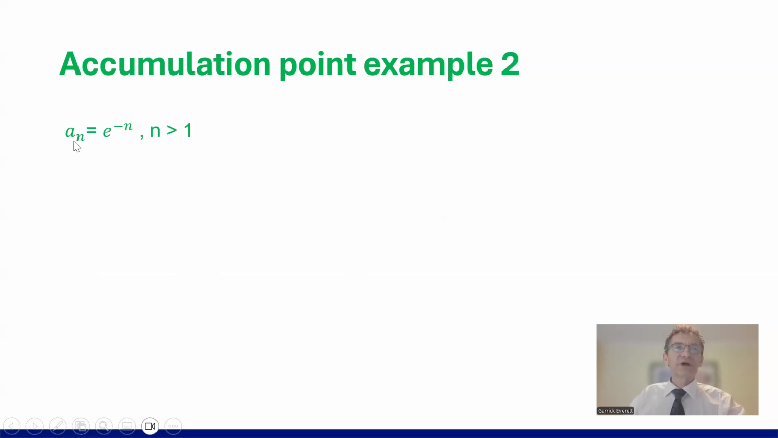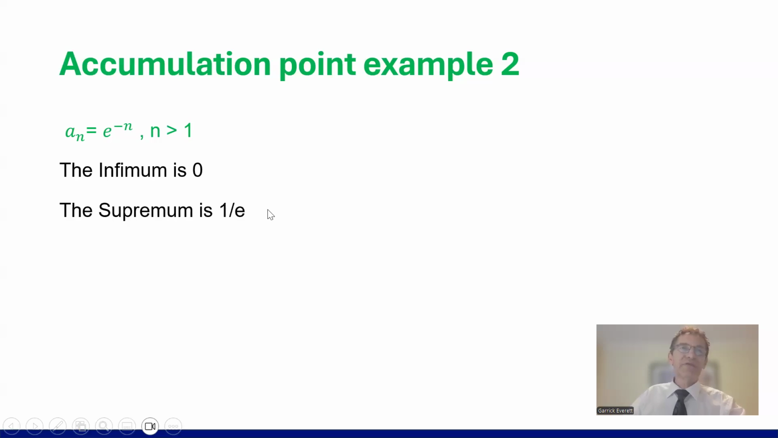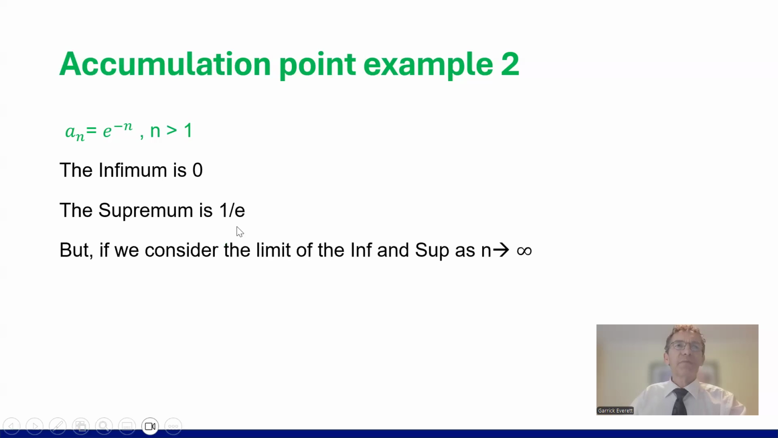Example 2. So we've got a_n equals e to the minus n, where n is greater than 1. So the infimum is 0, which is obvious. The supremum is 1 over e. Again, that is obvious. But if we consider the limit of inf and sup as n goes to infinity, what happens? Lim sup becomes 0 and lim inf becomes 0 as well.